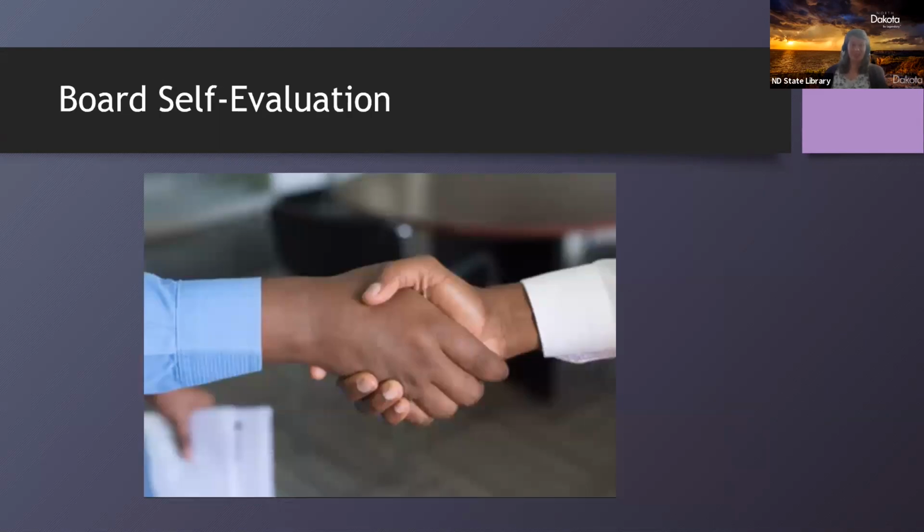Last but not least, we're going to turn the tables a bit. So the board should also be doing an evaluation of themselves every year to make sure that you are all being as productive as possible and supporting the library's mission and vision. So this helps you see where you are personally excelling and where you might need further training and development, and then how that all comes together as the board.